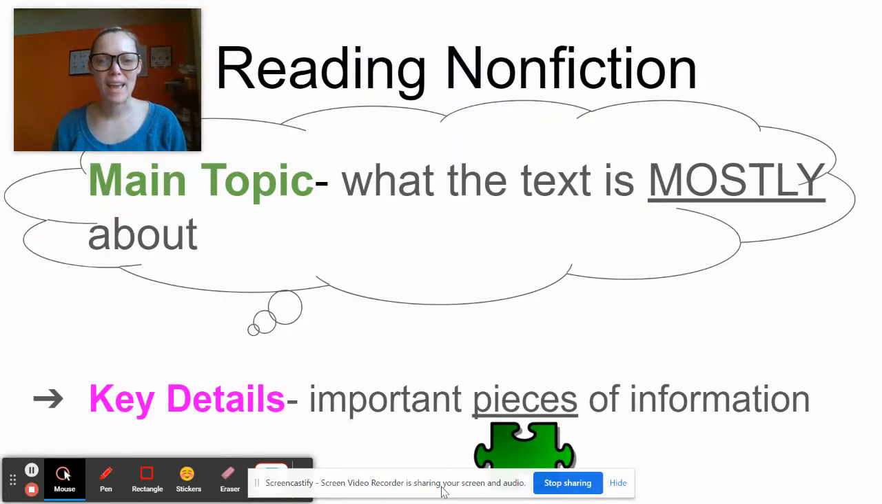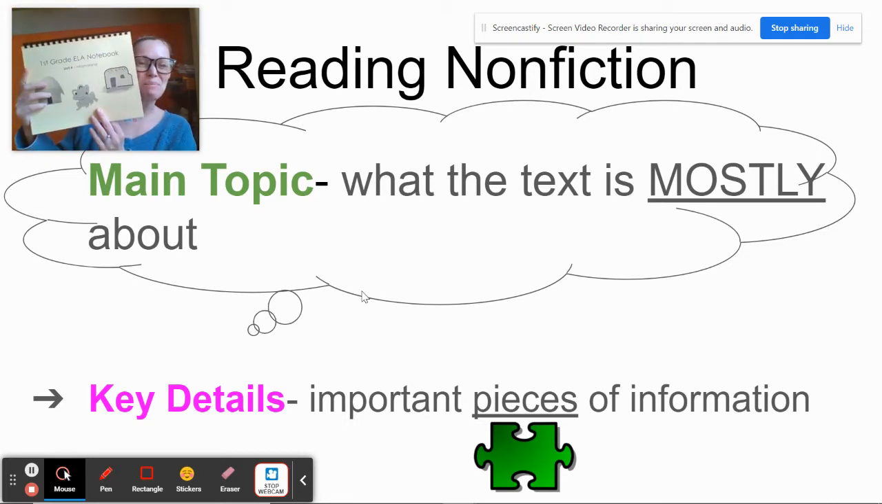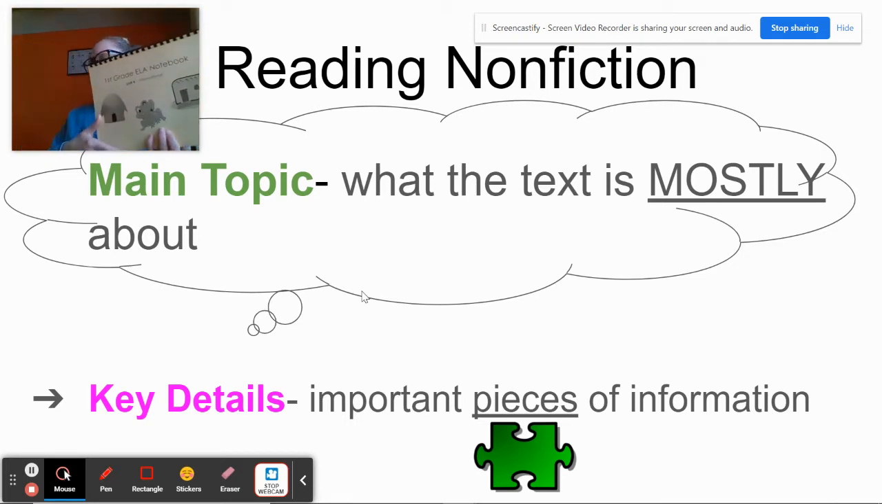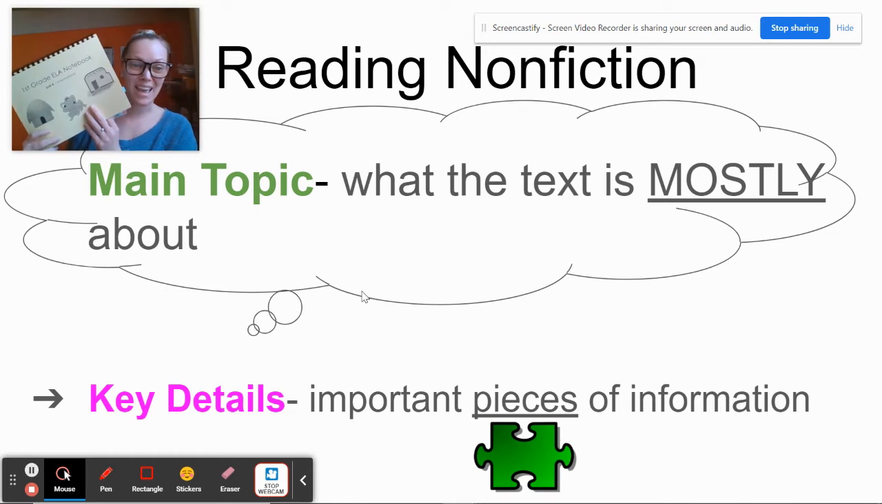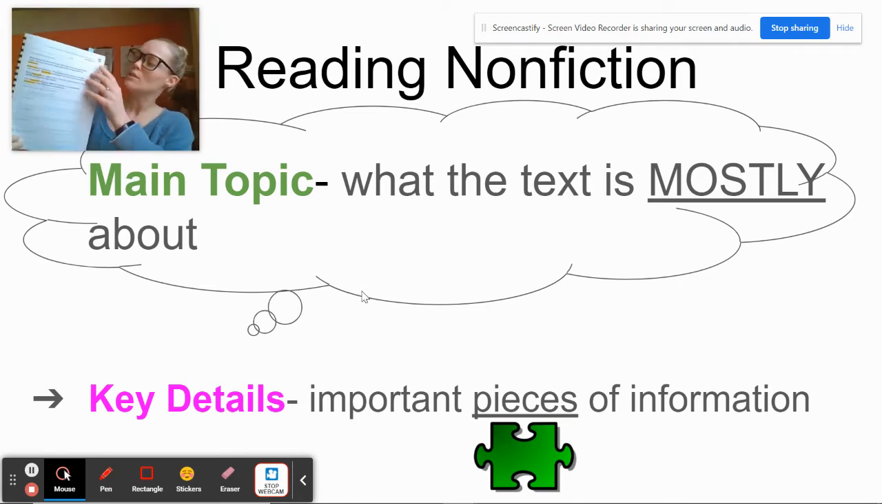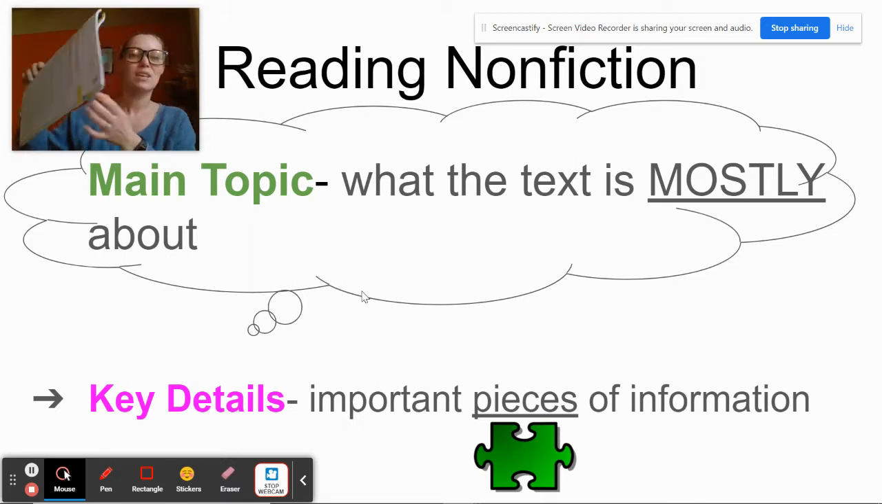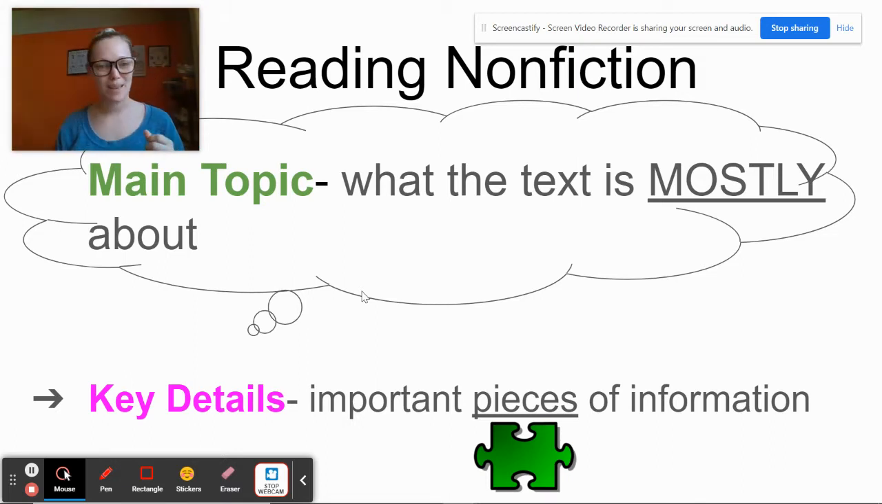So yesterday we talked about the main topic of our text, which we are in our yellow ELA notebook, and you will need a pencil today. Go ahead and get that out now. And we'll be on page 23. So we talked about the main topic, and today we're going to talk about key details.